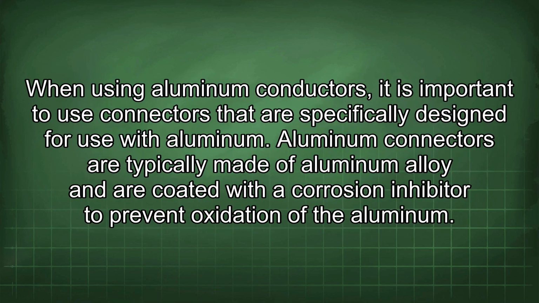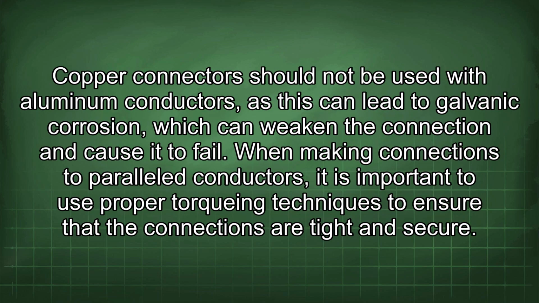When using aluminum conductors, it is important to use connectors that are specifically designed for use with aluminum. Aluminum connectors are typically made of aluminum alloy and are coated with a corrosion inhibitor to prevent oxidation of the aluminum. Copper connectors should not be used with aluminum conductors, as this can lead to galvanic corrosion, which can weaken the connection and cause it to fail.